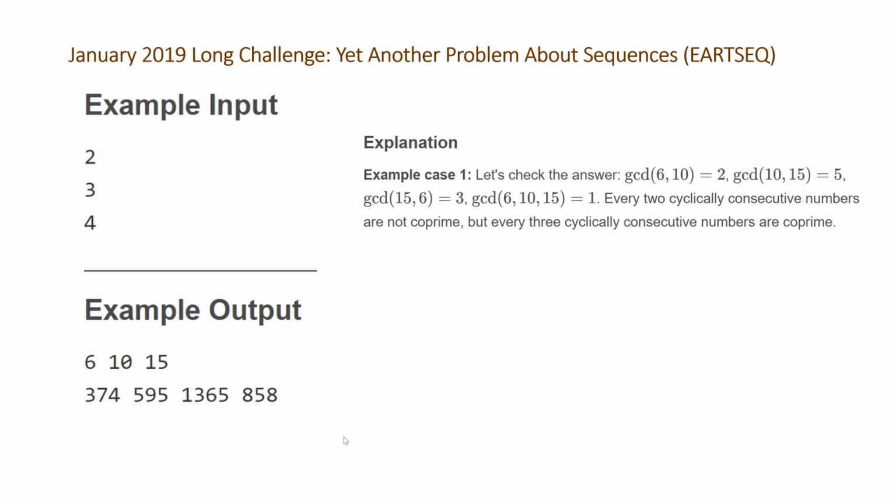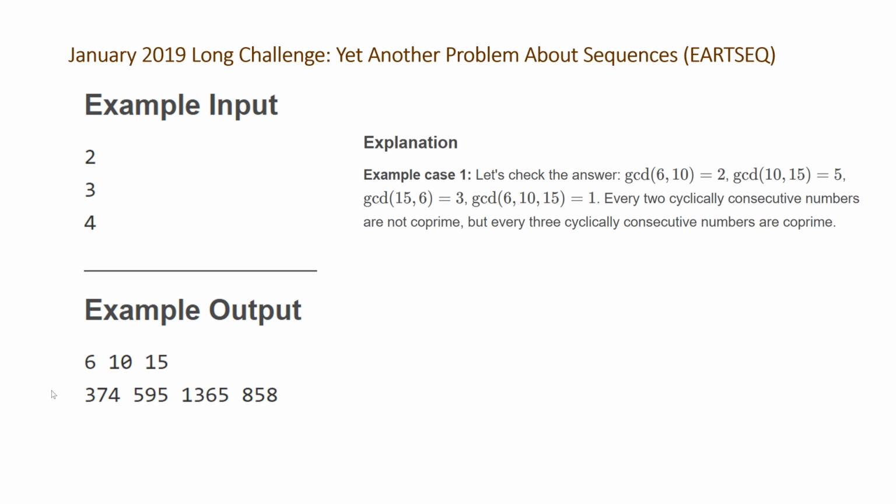So let's read those. For example case 1, it says, let's check the answer. GCD of 6 and 10 equals 2, which obviously is the case. GCD of 10 and 15, the second and third elements, is 5, and then the GCD of 15 and 6 is 3. But the GCD of all three elements is equal to 1. So every two cyclically consecutive numbers are not coprime, but every three cyclically consecutive numbers are coprime.